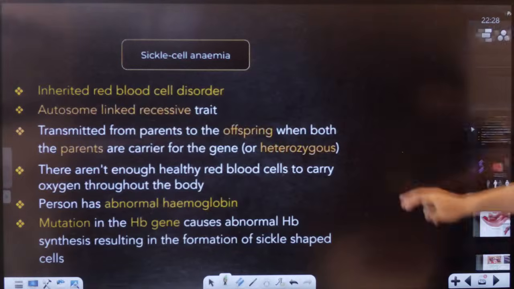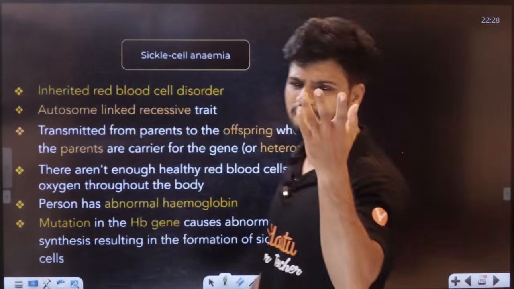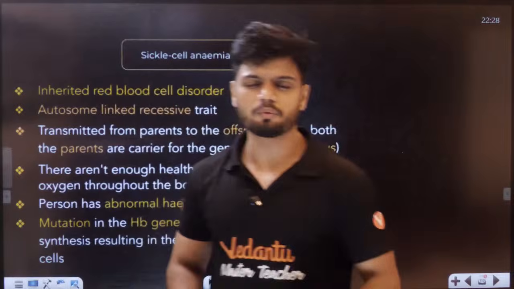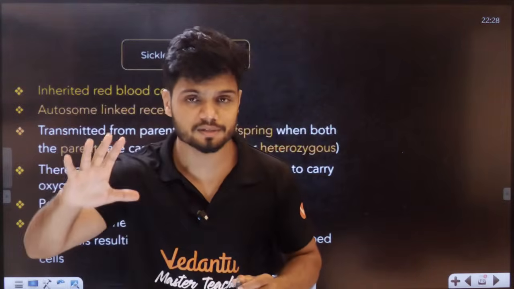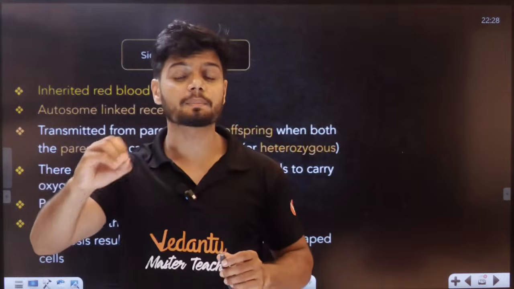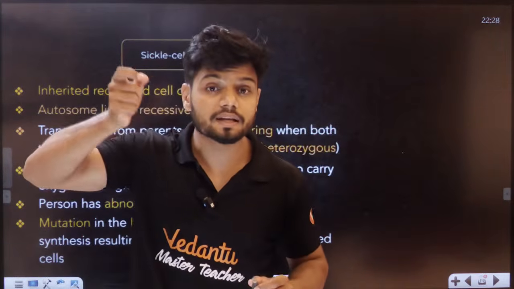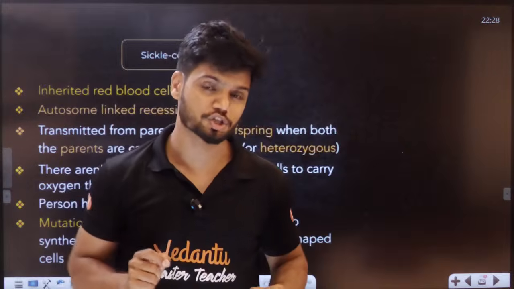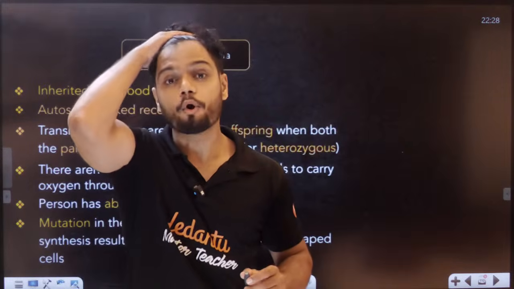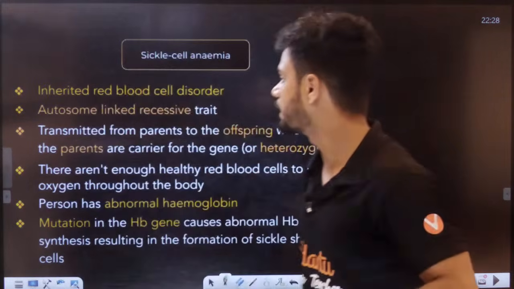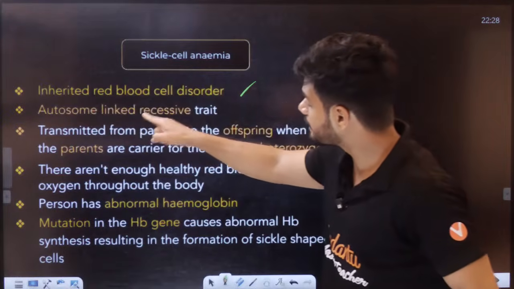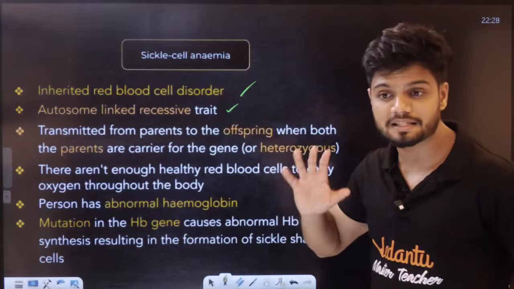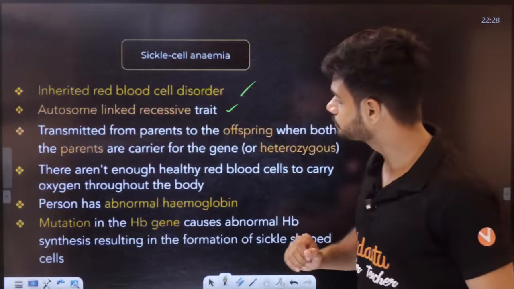Now students, next is called sickle cell anemia. We have two more diseases, and we are over after that. In sickle cell anemia, the shape of the RBC changes. The entire shape of the RBC changes because there is a point mutation. It is an inherited red blood disorder, an autosomal linked recessive disorder, students.